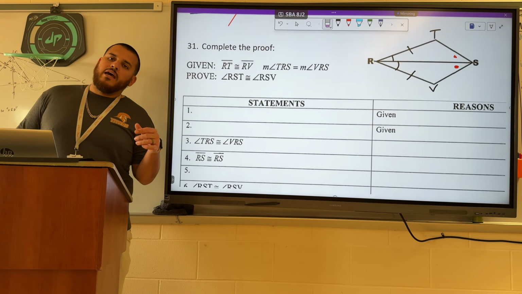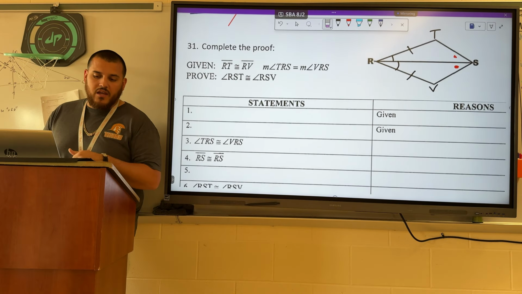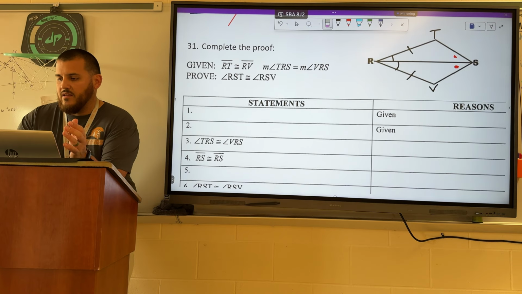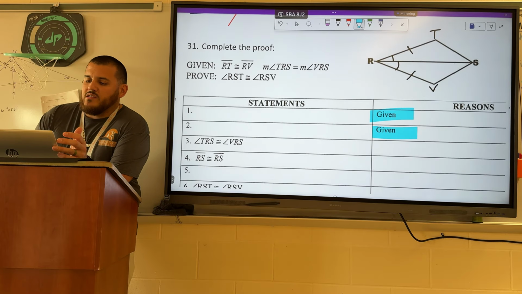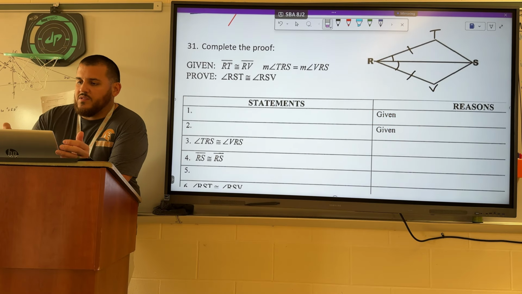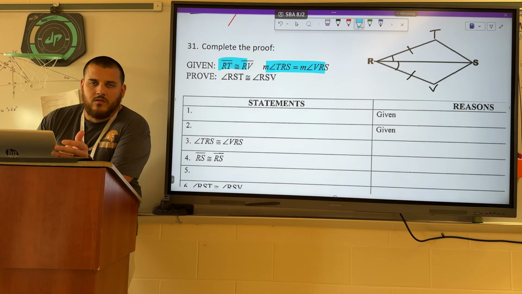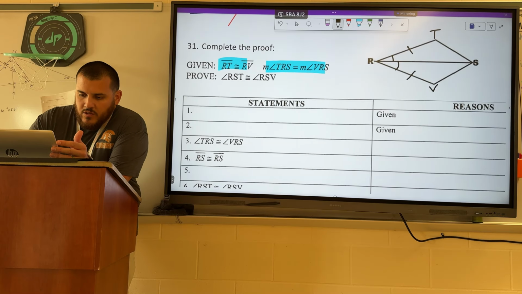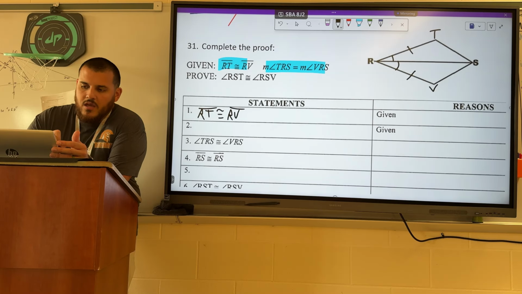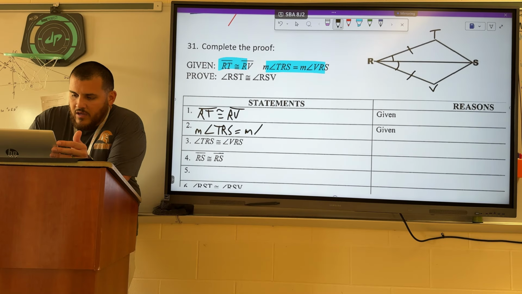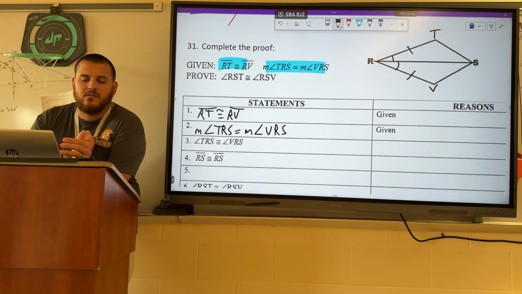In order to do that, we're first going to have to prove that the triangles are congruent. So let's see how that's done. Notice we have our given stuff split into two different steps, so that means we're going to separate these two as we copy them in our proof. So we can start with RT being congruent to RV, and then we can follow that up with the measure of angle TRS being equal to the measure of angle VRS.